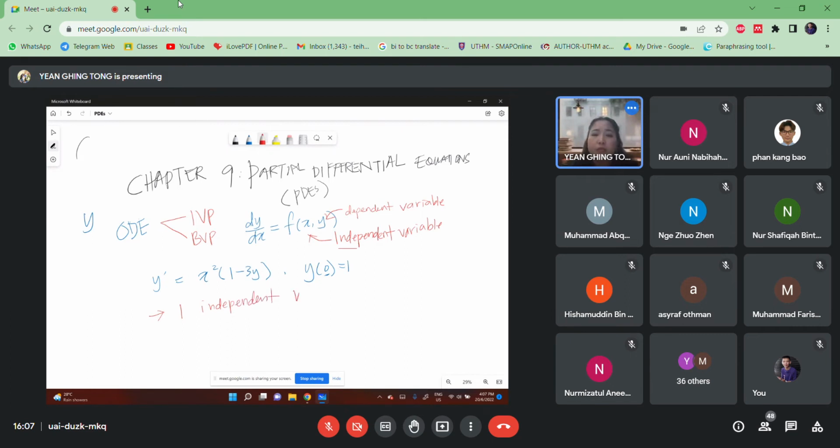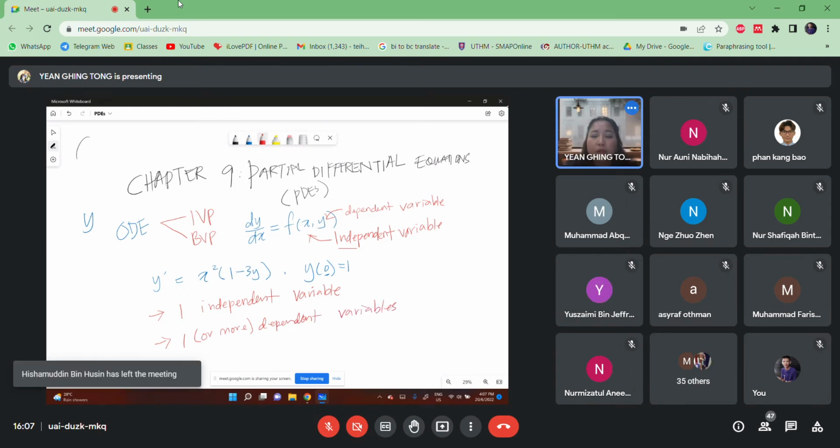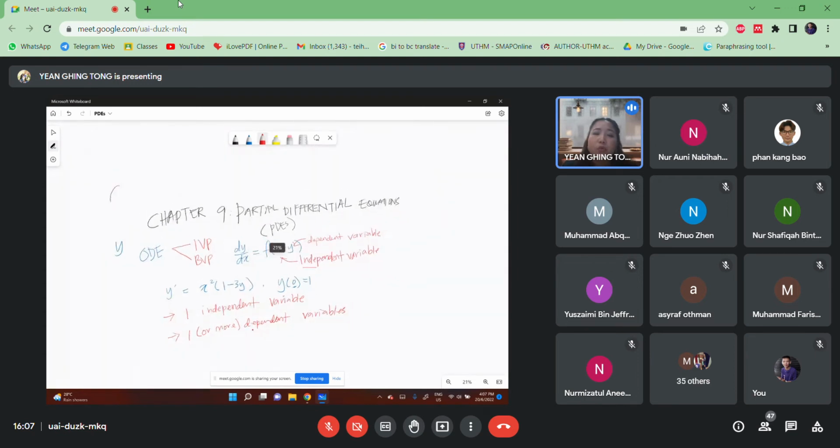Independent variables, only one. And the dependent variables can be many. For this example, we have only one, but it can be more than one dependent variable. So that means x is already fixed, it is the independent variable, we only have one. So last time, this one is ODE.